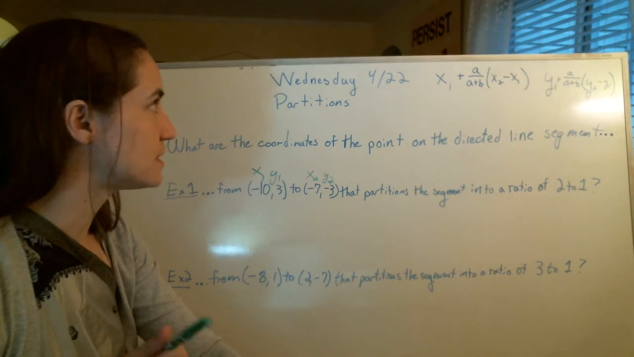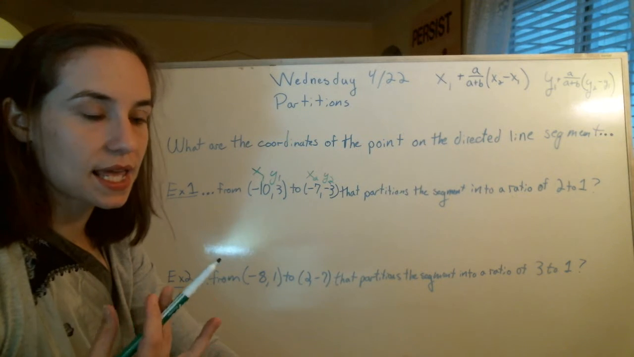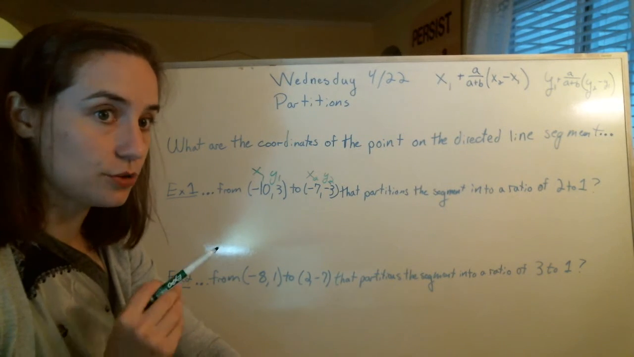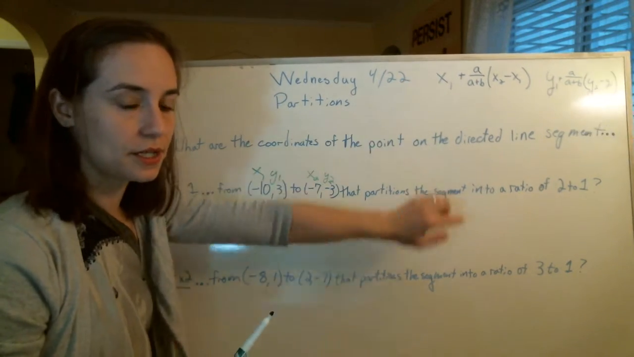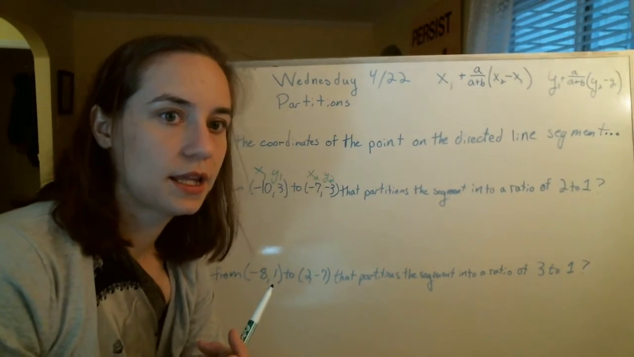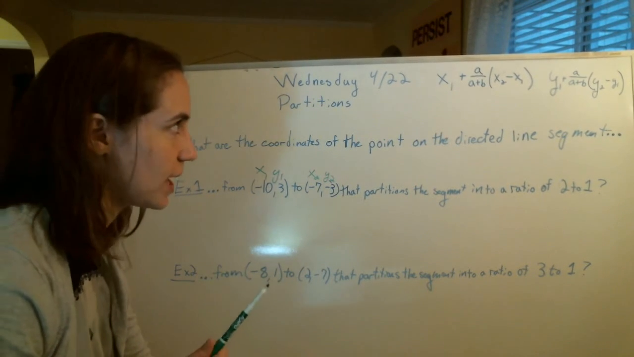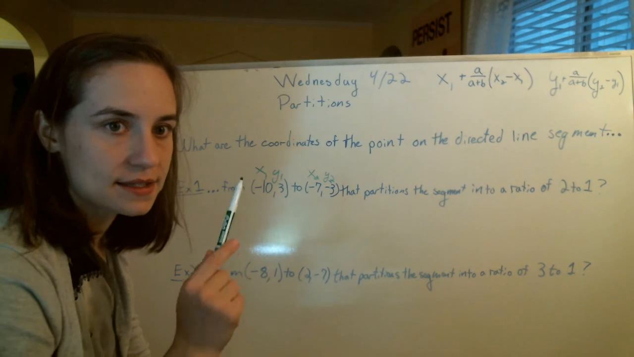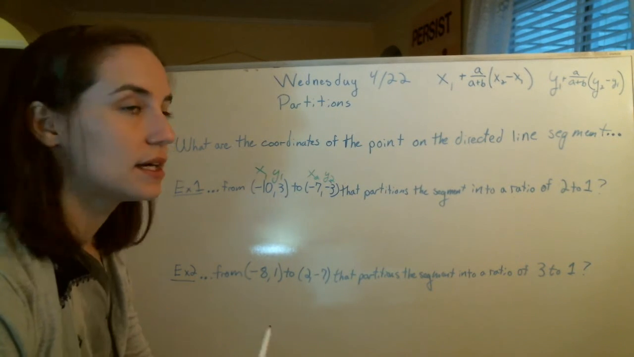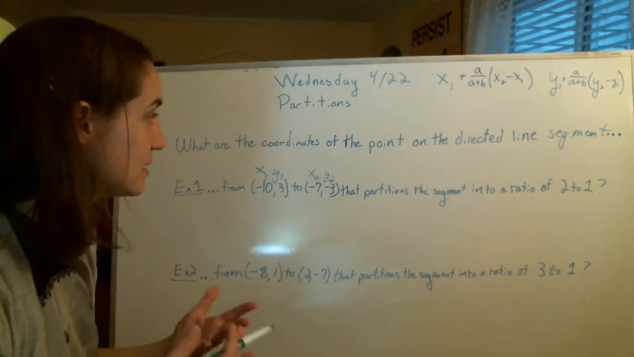All right, geometry students, this week we're working on reviewing partitions, and partitions are where we take a segment and we break it up into parts. That's partitions. And we're going to be working with these two formulas up here. They read x sub 1 plus a over a plus b times x sub 2 minus x sub 1. And then the same thing using y instead of x, because our partitions are going to be asking us where's the point that does the division.